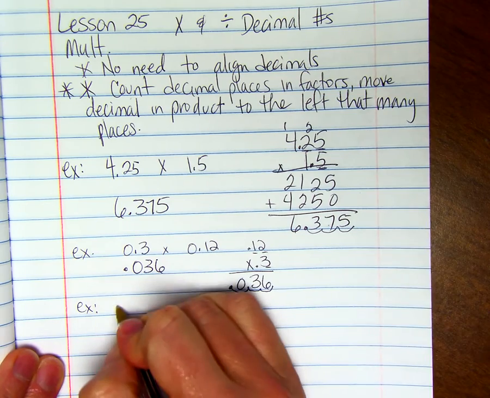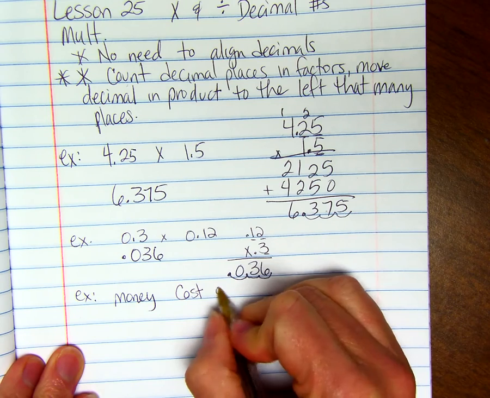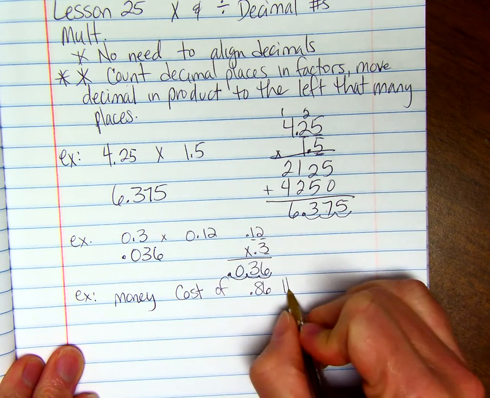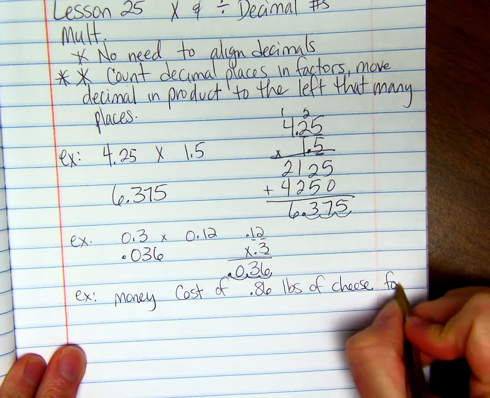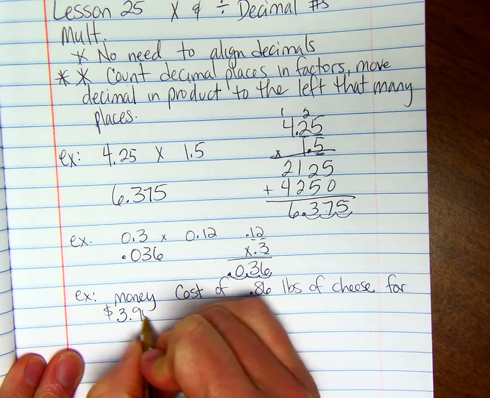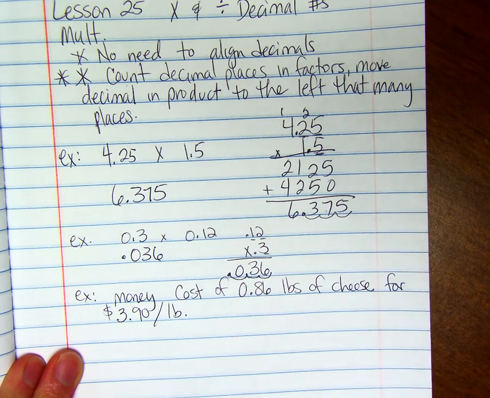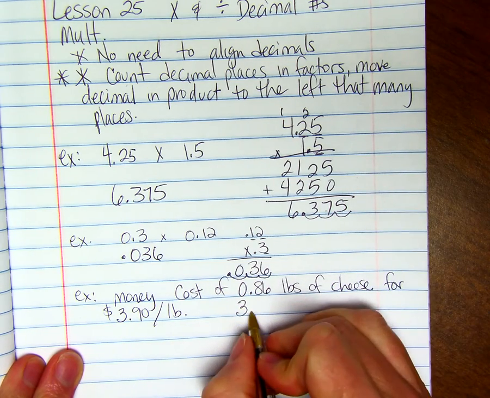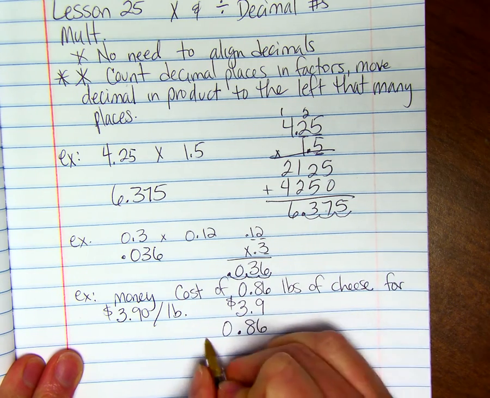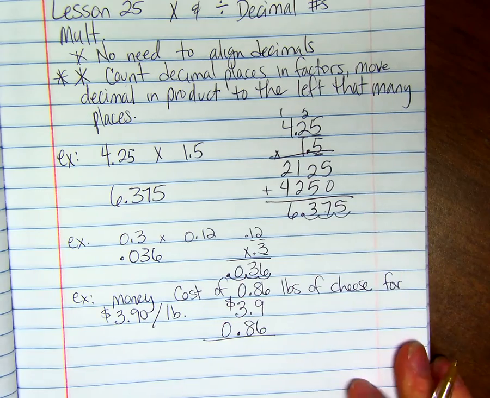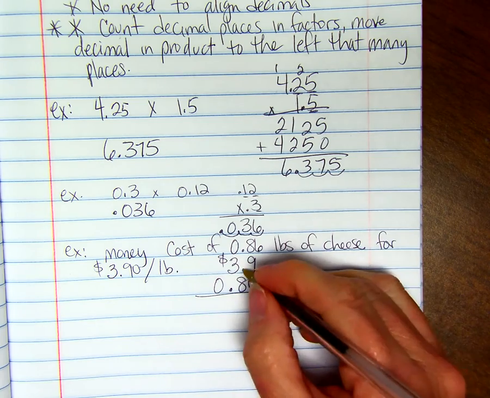We're going to do an example that's using money. So the cost of 0.86 pounds of cheese for $3.90 a pound. So we want to find the cost of 0.86 pounds of cheese. So we just need to multiply those together. So we have $3.90 times 0.86. Notice I dropped the 0 off. If you leave it there, then you'll have to count that as one of your decimal places. But we really don't need to write it when we're multiplying.